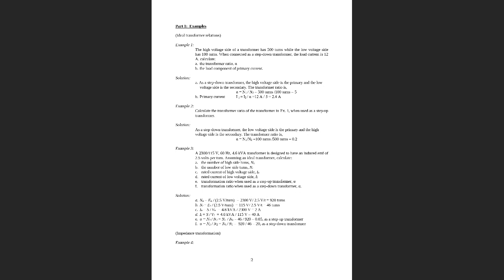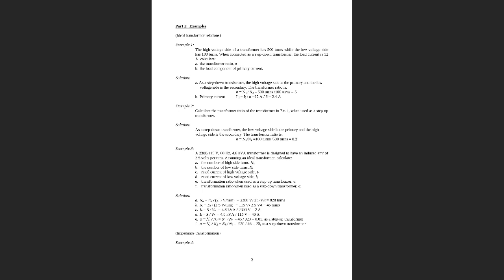First, I would like to repeat that the transformation ratio is defined as the primary turn number over the secondary turn number. So for step-down transformers, the transformation ratio is always larger than 1. Looking at the solution, A: as a step-down transformer, the high voltage side is the primary side and the low voltage side is the secondary. The transformer ratio is defined as primary turns over secondary turns, which is 500 turns over 100 turns, which is 5. Remember, this is the definition of the transformation ratio.